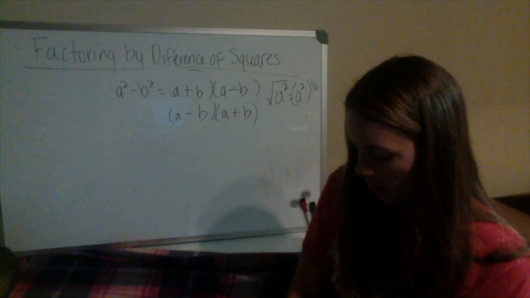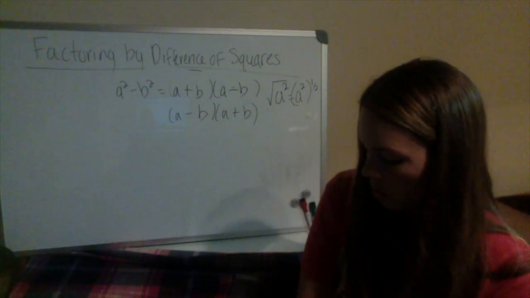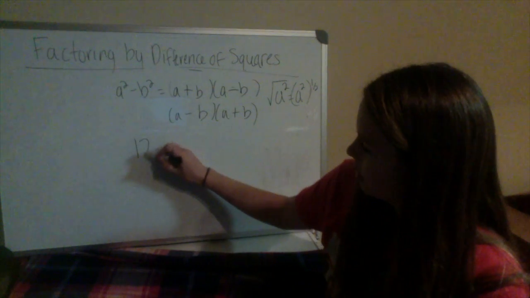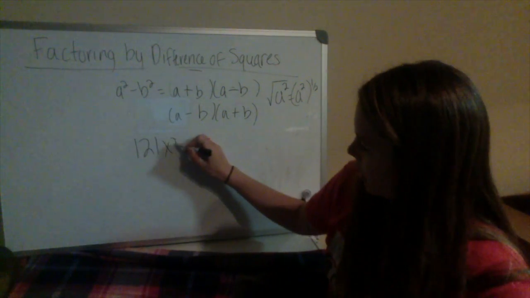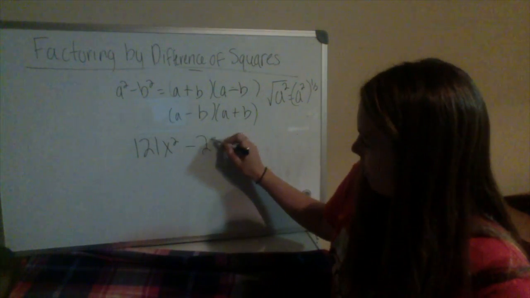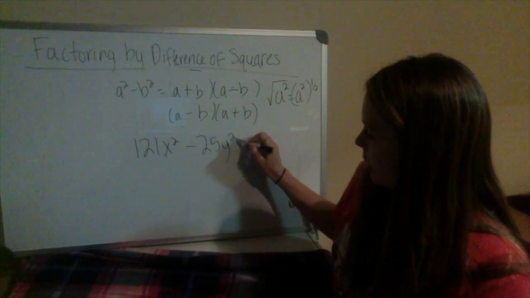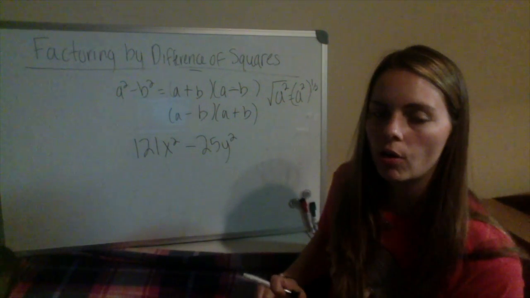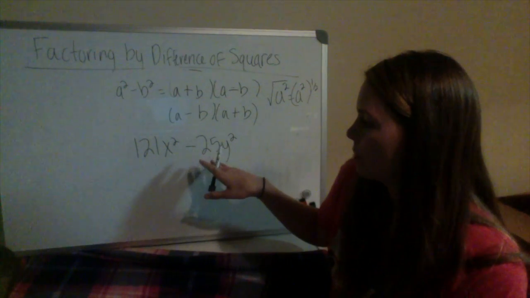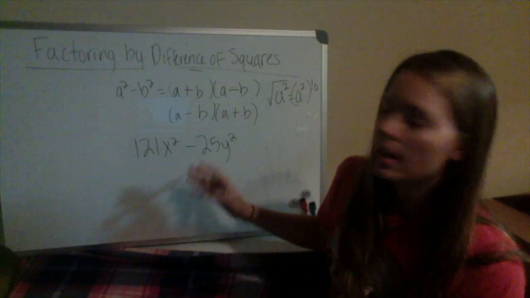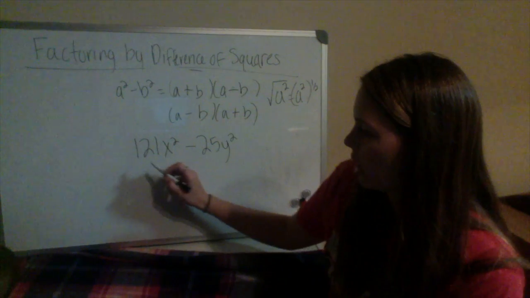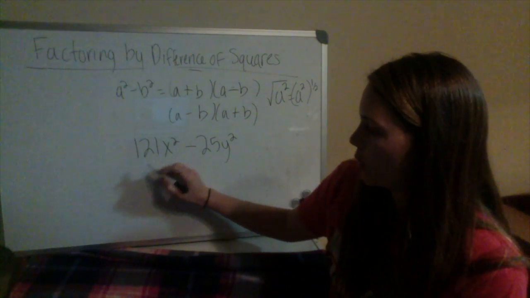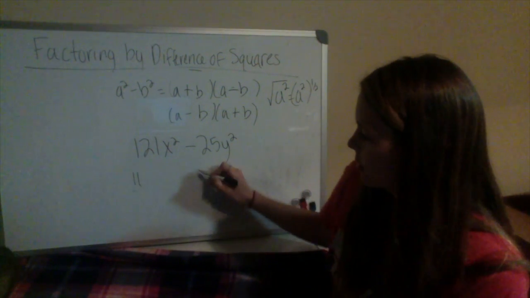Now going into another one, we have 121x squared minus 25y squared. And if you ever want to try these out at home, it's really good to pause the video, try it, and then turn it back on to check. So what is the square root of 121? It is 11. So 11.